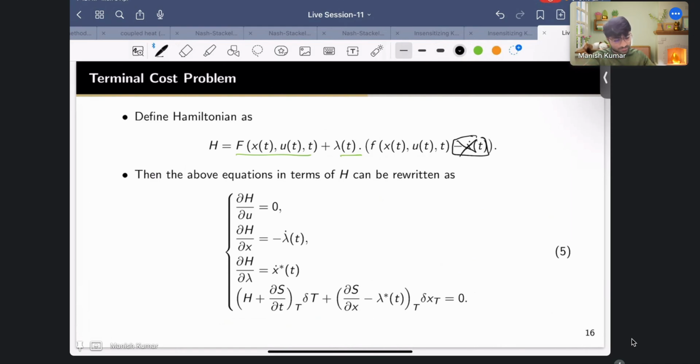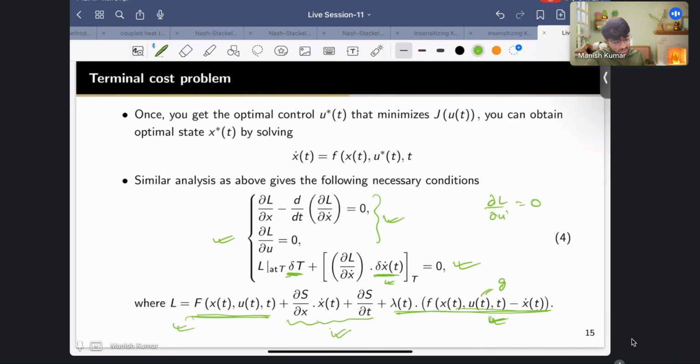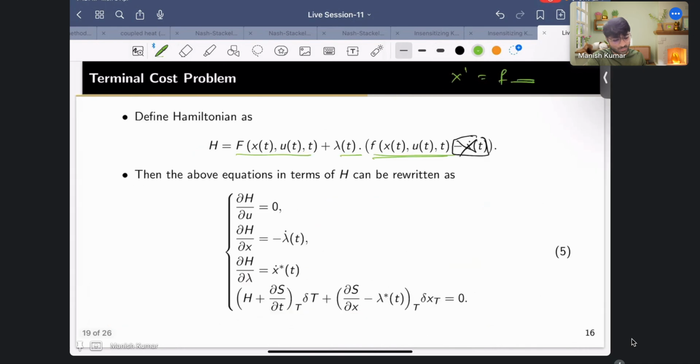So this function is somewhat similar to the Lagrangian we have considered earlier. Although the constraint is not there, we just have the x prime. Whatever x prime is equal to, we just have that term, so lambda times that. This is called the Hamiltonian. If you convert these Euler-Lagrange equations in terms of H, this is what you get. ∂H/∂u is 0. ∂H/∂x is minus lambda prime. So this will give you the differential equation of lambda.